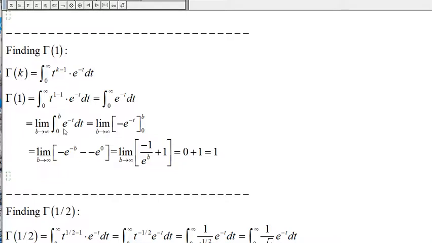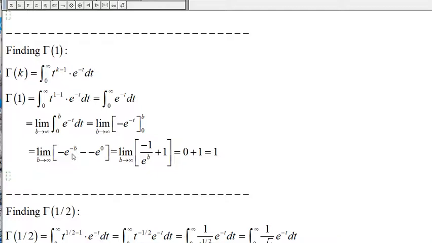The antiderivative of e to the negative t is negative e to the negative t. And then evaluating from 0 to b. And so first, let's replace t with b. We get negative e to the negative b. And then the lower limit of integration is 0. And so we have e to the 0.